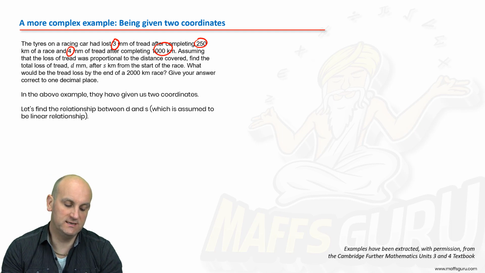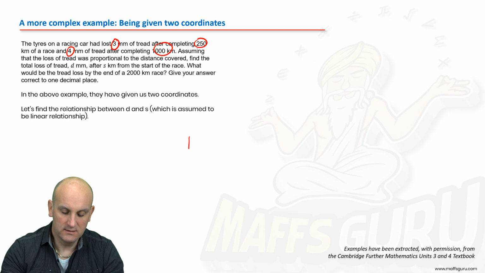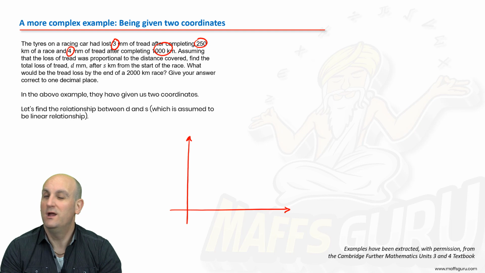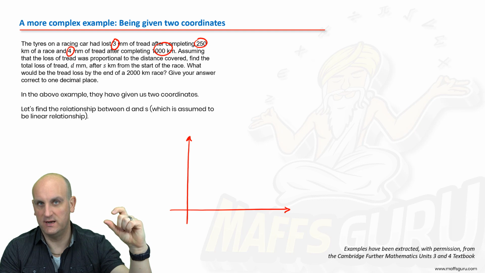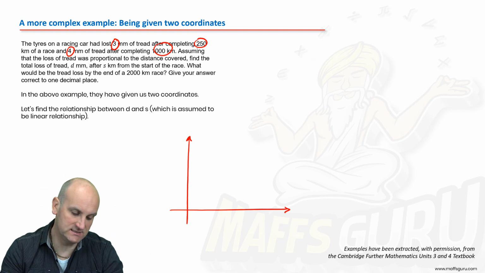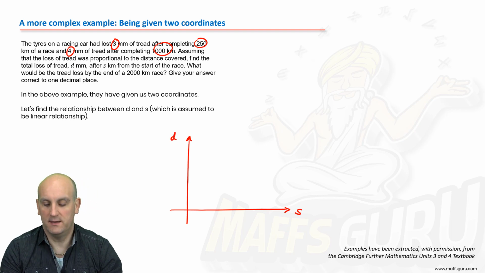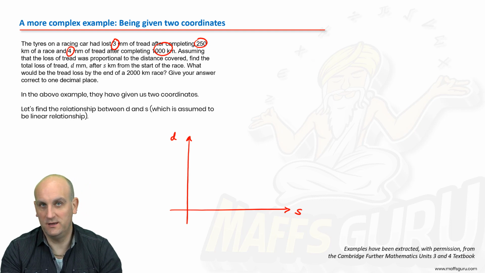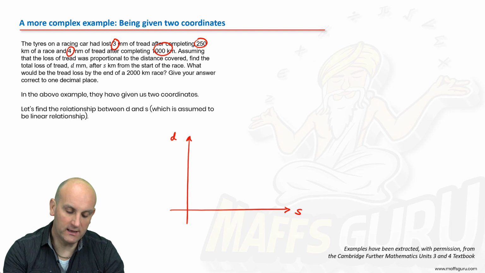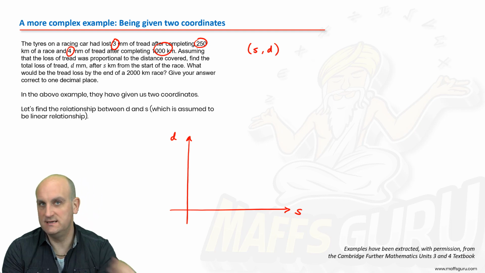Find the total loss of tread D after S kilometers from the start of the race. So the first thing we need to do is go back to a concept from the very beginning and ask, which one is my explanatory variable and which is my response variable? Well, the more distance I do in a car, the less tread I'm going to have. So it would appear that distance, which they said is going to be S, is the explanatory variable, and D, the tread loss, is the response. Now, looking back at the question, they've given me 2 coordinates, but you can't be tricked. We've got to write our coordinates as S followed by D. So my distance followed by my tread.